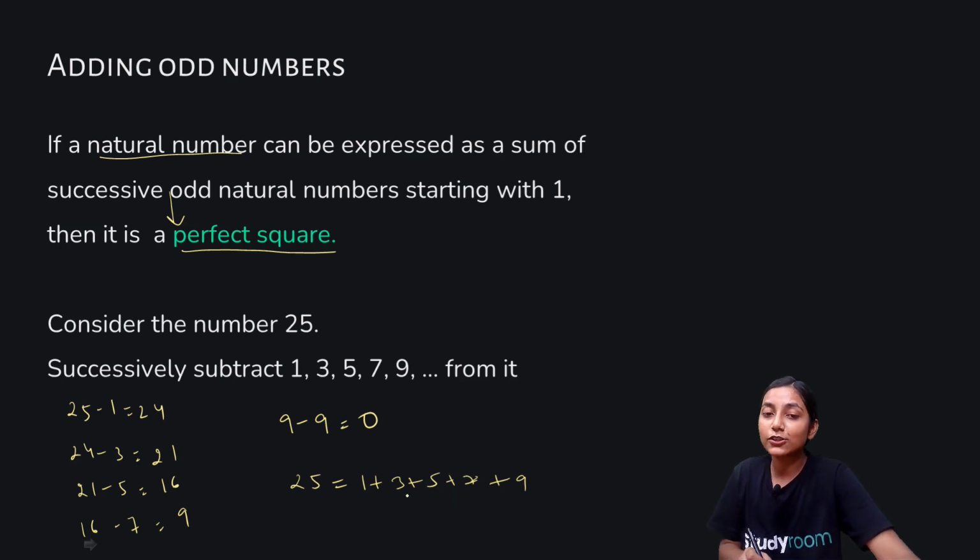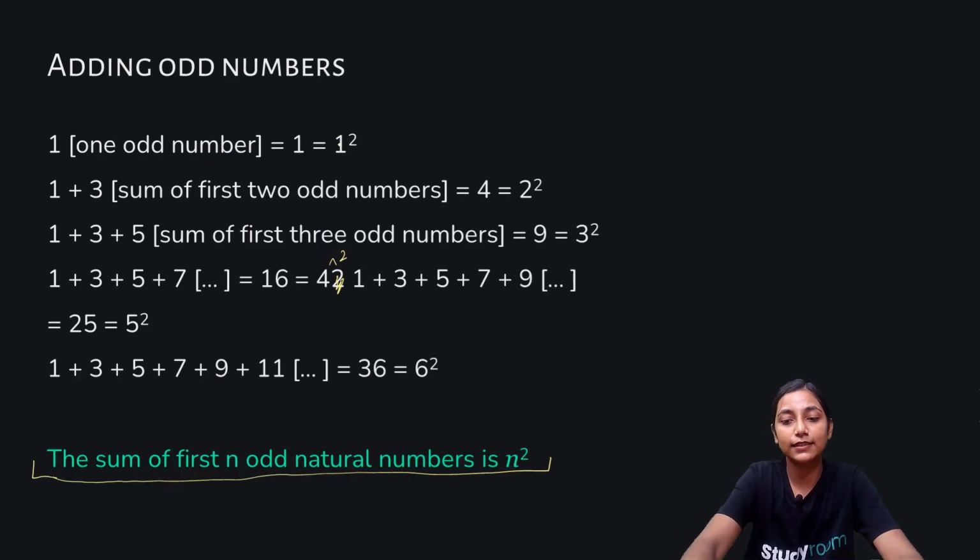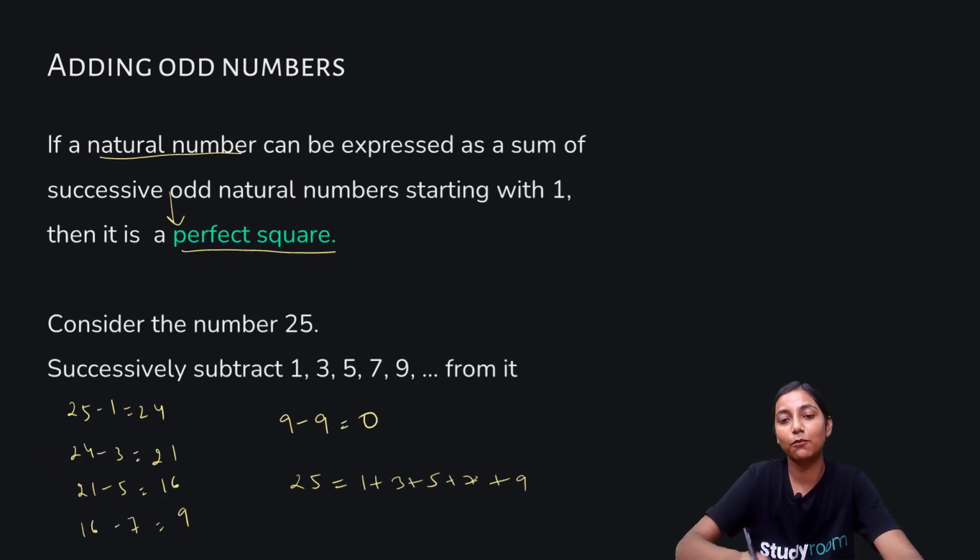So 25 is actually the sum of the first, how many? The first 5 consecutive odd natural numbers. So 25 is a perfect square. That is derived from this result as well. The sum of the first n odd natural numbers is n square. Here we had the sum of the first 5 odd natural numbers, that will be given by 5 square, that is 25.